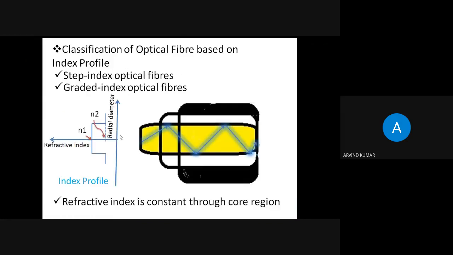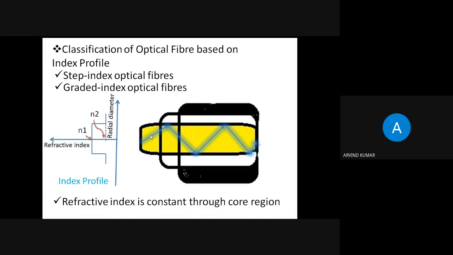Another classification which we can make is on the basis of the index profile, that is, on the basis of how the refractive index varies within the core region. This classification is further divided into two categories on the basis of index profile. One is step index optical fiber, and another is graded index optical fiber.